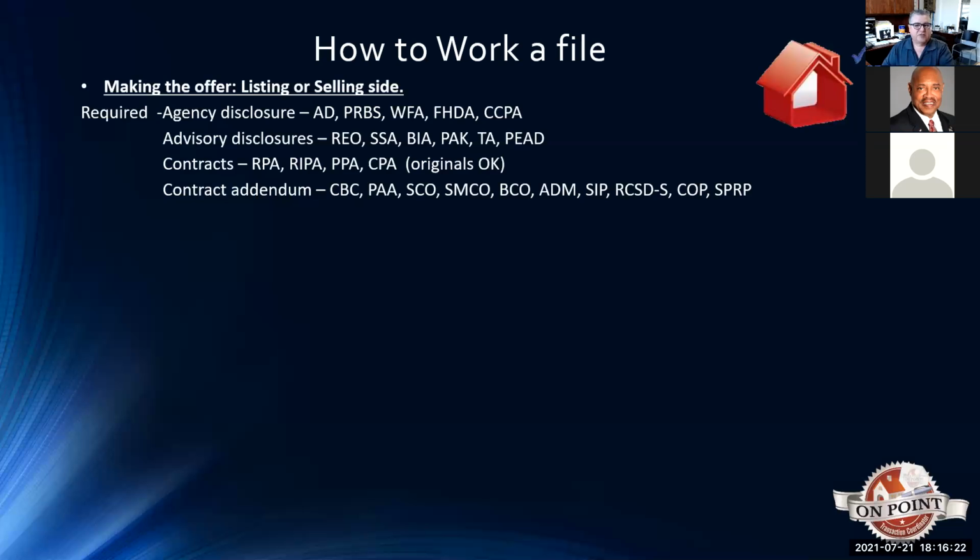Okay, and these are just advisories and disclosures that are usually signed by the client, and they usually come in the offer pack. So if you go into zipForms, you do RPA CA on zipForms. These are usually included in that packet, as well as the BIA, which is in the second line down, which is the buyer's inspection advisory.